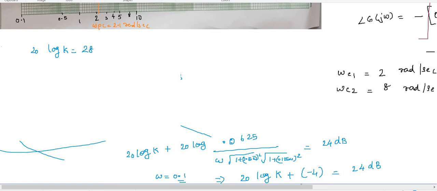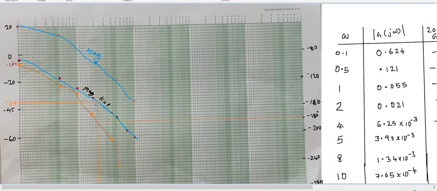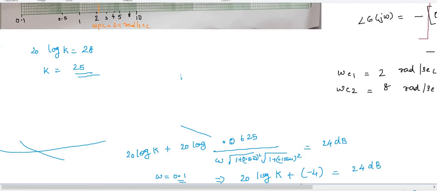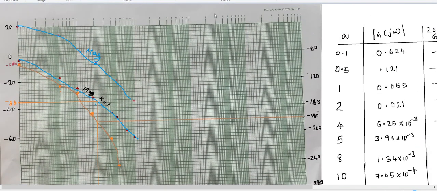And the value of k will be equal to the antilog of 28 by 20, that is equal to 25. So when the gain margin is equal to 6 dB, we got the value of gain k as 25. So we can write here the magnitude plot when k is equal to 25.